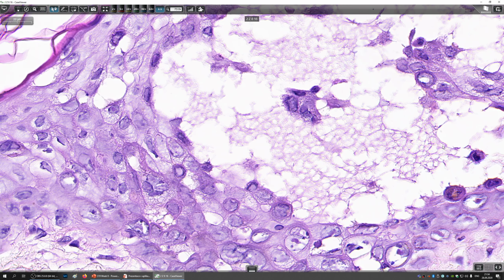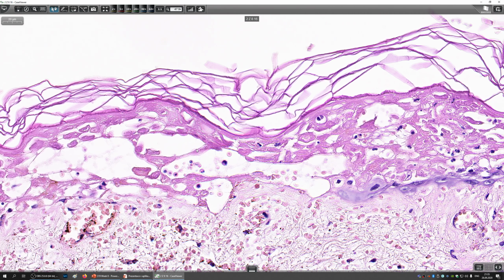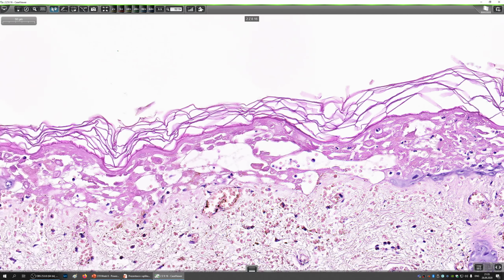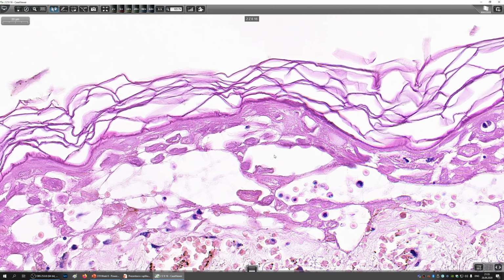Let me see another one. I think there were even some better than this, maybe on the other side. Here you can see that the epidermis, as it has undergone acantholysis, has also undergone necrosis. This is just coagulative necrosis of the epidermis. You see here that the nuclei are missing, the nuclear staining is missing.